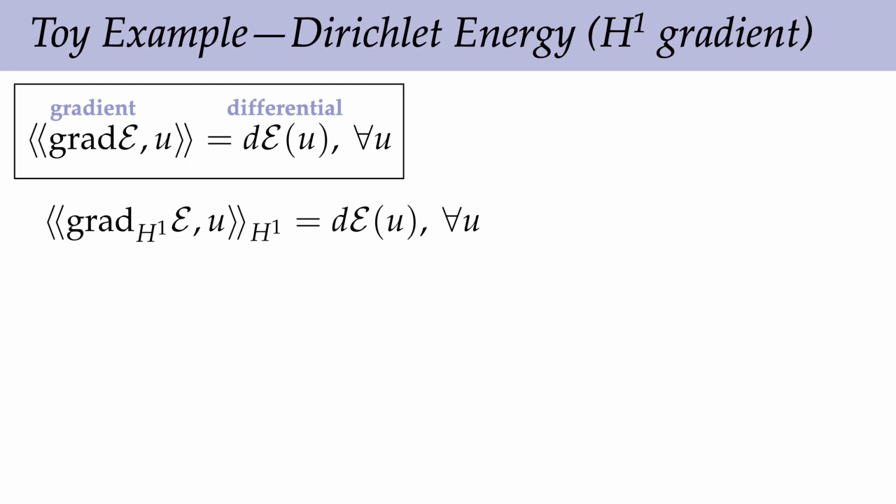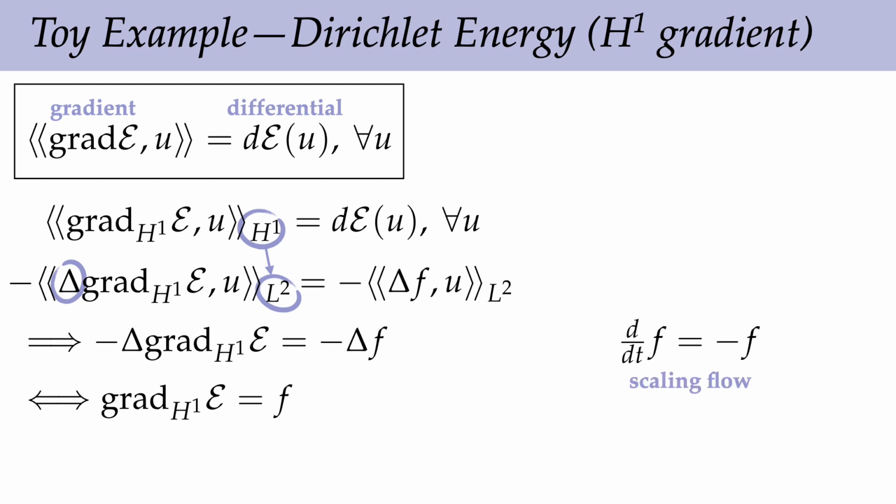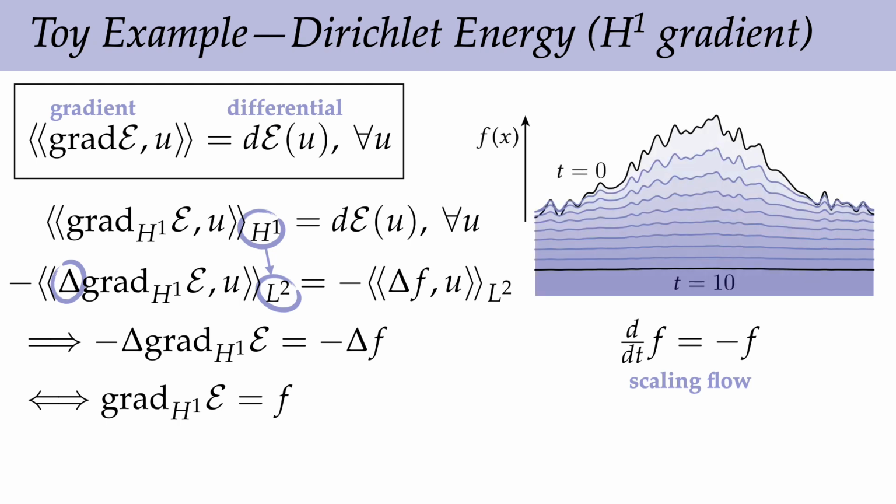We can rewrite the left-hand side in terms of L2 by sticking in a Laplacian, okay, which tells us the Laplacian of the H1 gradient must equal the Laplacian of f. In other words, the H1 gradient is nothing more than f. So our gradient flow now just says the change in f should be proportional to f. And this works perfectly. We quickly eliminate all the bumps and reach a Dirichlet energy of 0.